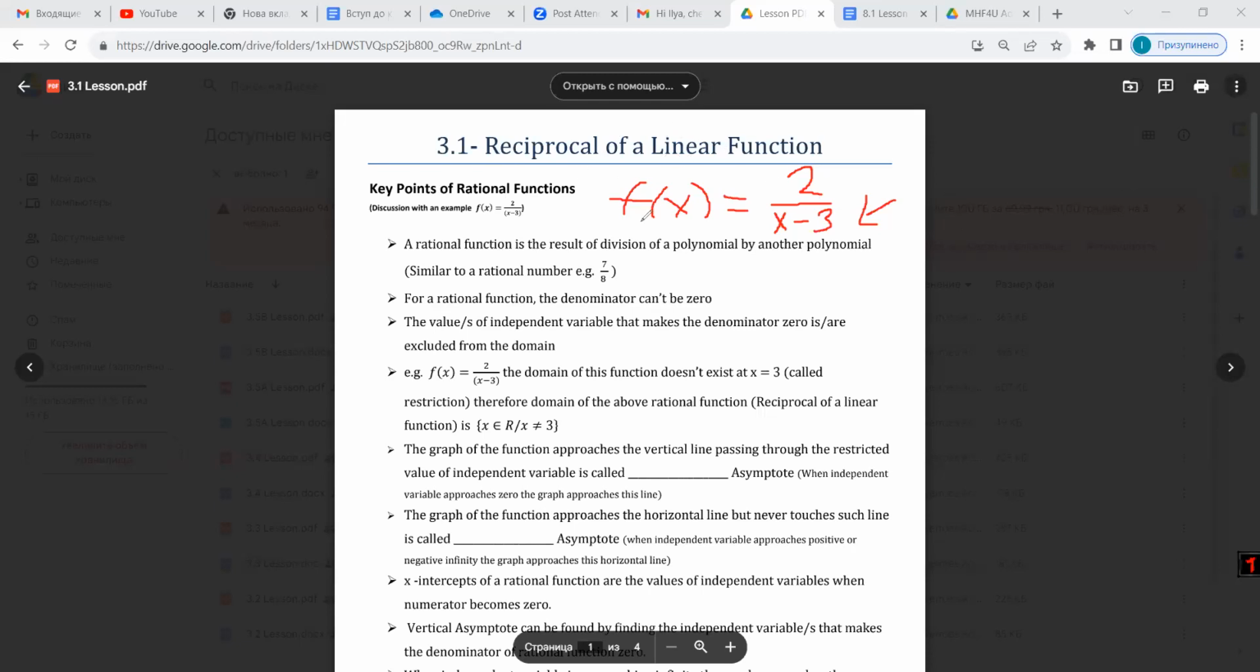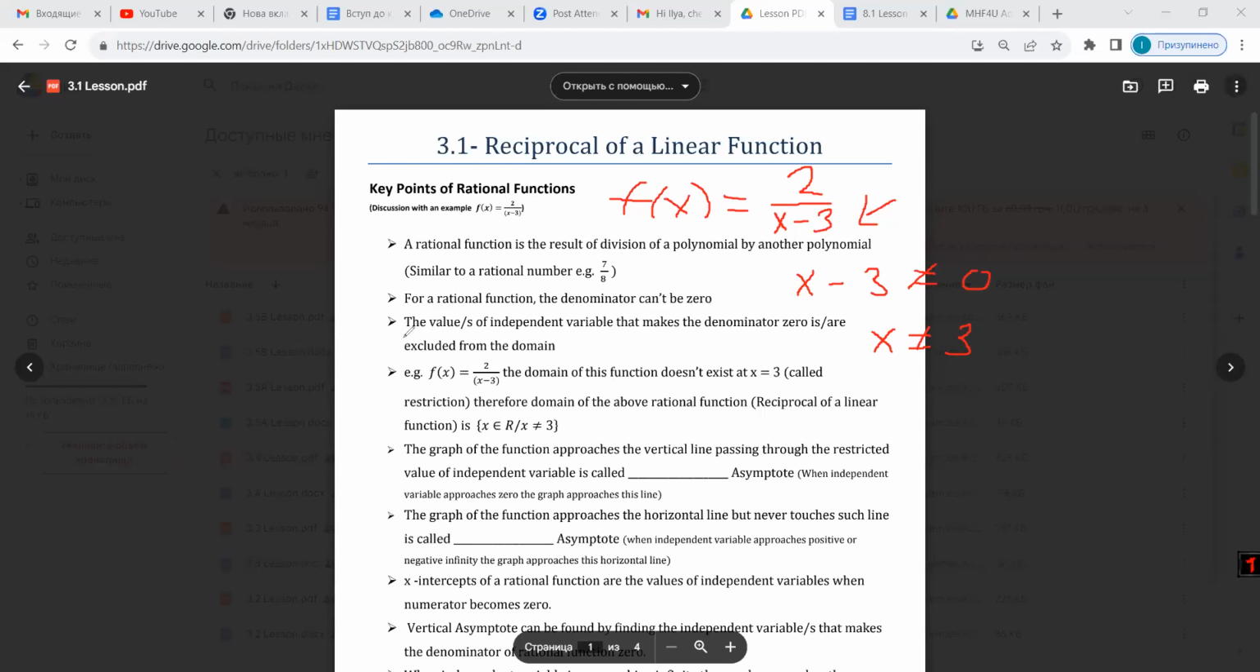So in our example, f of x equals 2 over x minus 3. X minus 3 does not equal 0, which means x does not equal 3. This is a basic rule for rational functions. The denominator cannot be equal to 0. Later on, we're going to discuss what happens when x approaches this value of 3 or some other value that gives us 0.